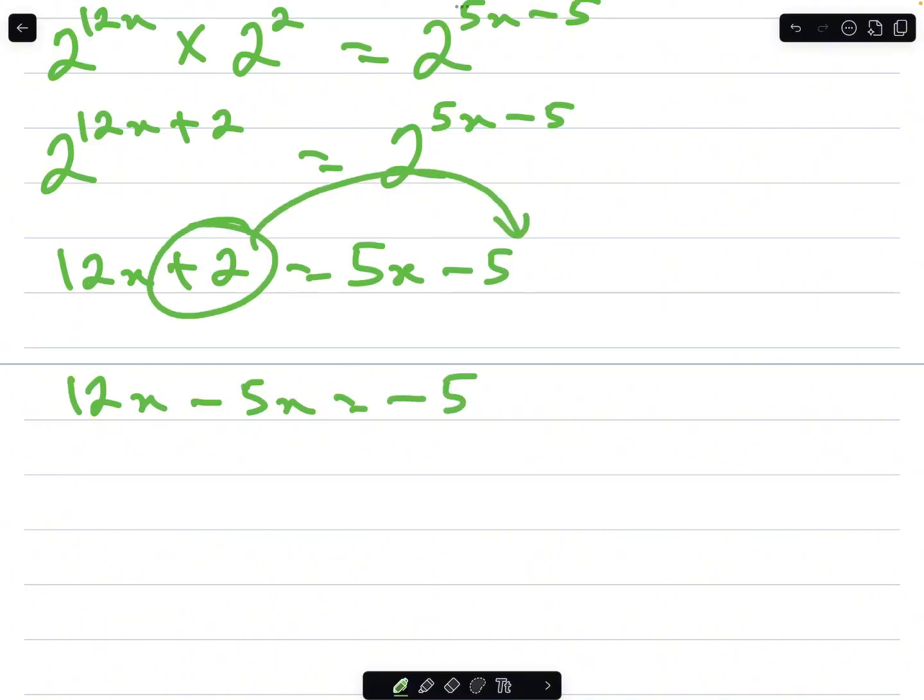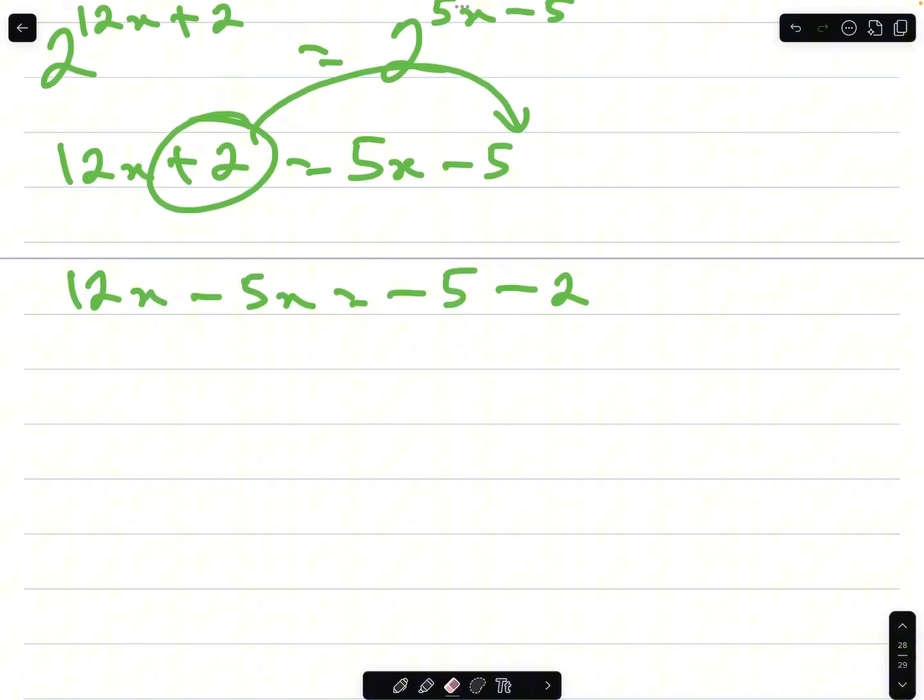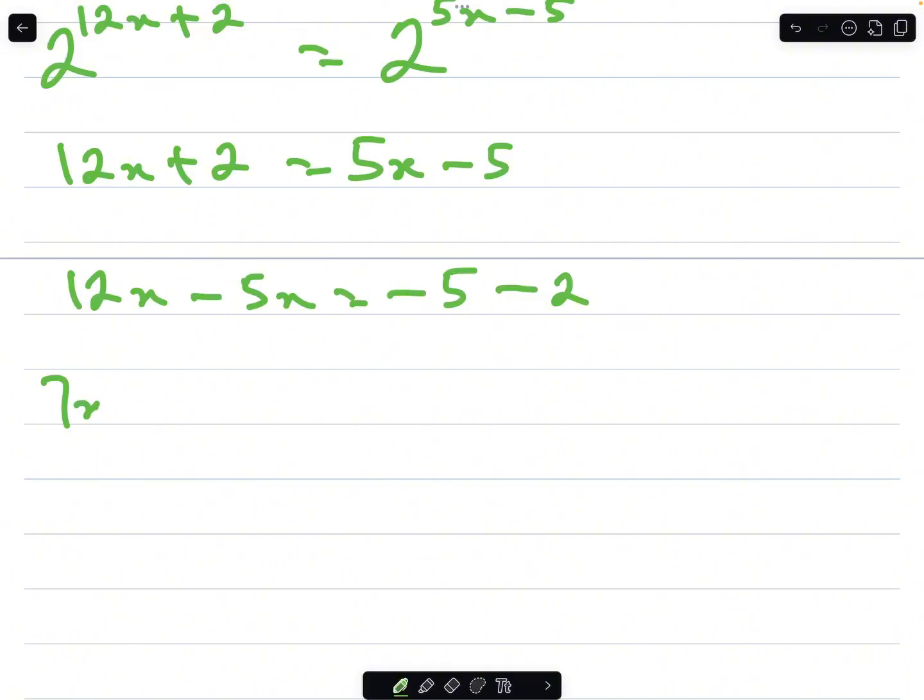When plus 2 goes to the right hand side, what does it become? Minus 2. So, what does that mean? 12x minus 5x is what? That's 7x. Beautiful. Equals what? Equals minus 7. Minus 7.